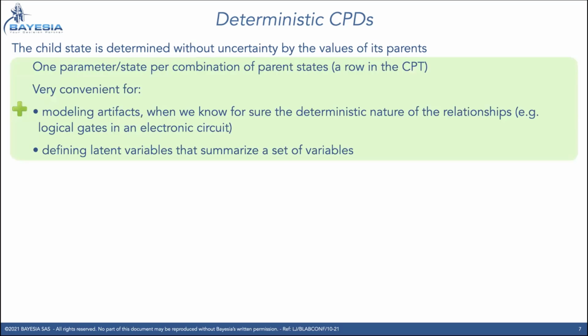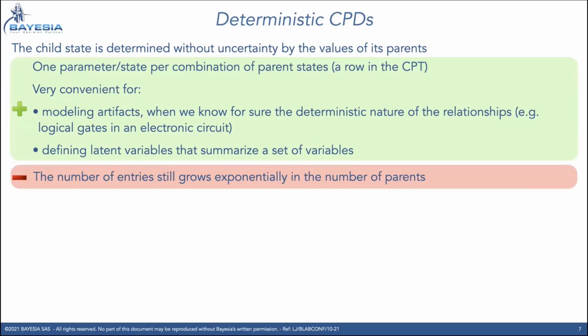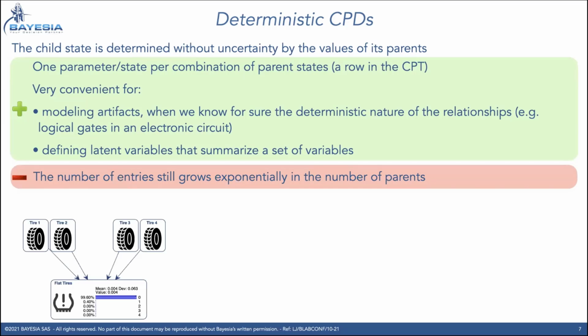So this is something that is nice, because then you have only one parameter per combination of the parent states, right? So per row. It's convenient for modeling what we can call artifacts. So something that you have defined, right? So when there is a deterministic nature, like for example logical gates in an electric circuit, or when you are defining a latent variable that summarizes a set of variables. So here again, I'm going to show you an example, this one.